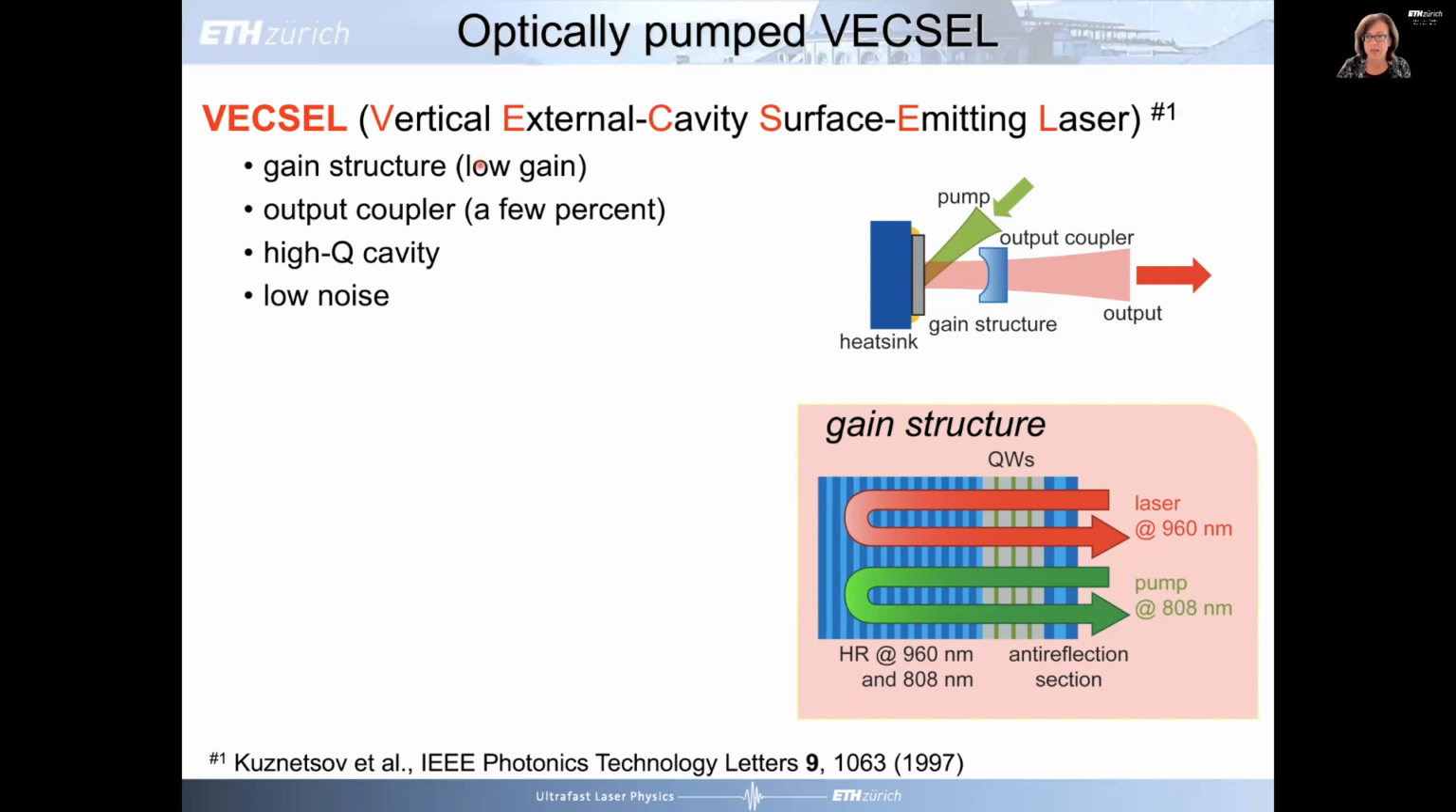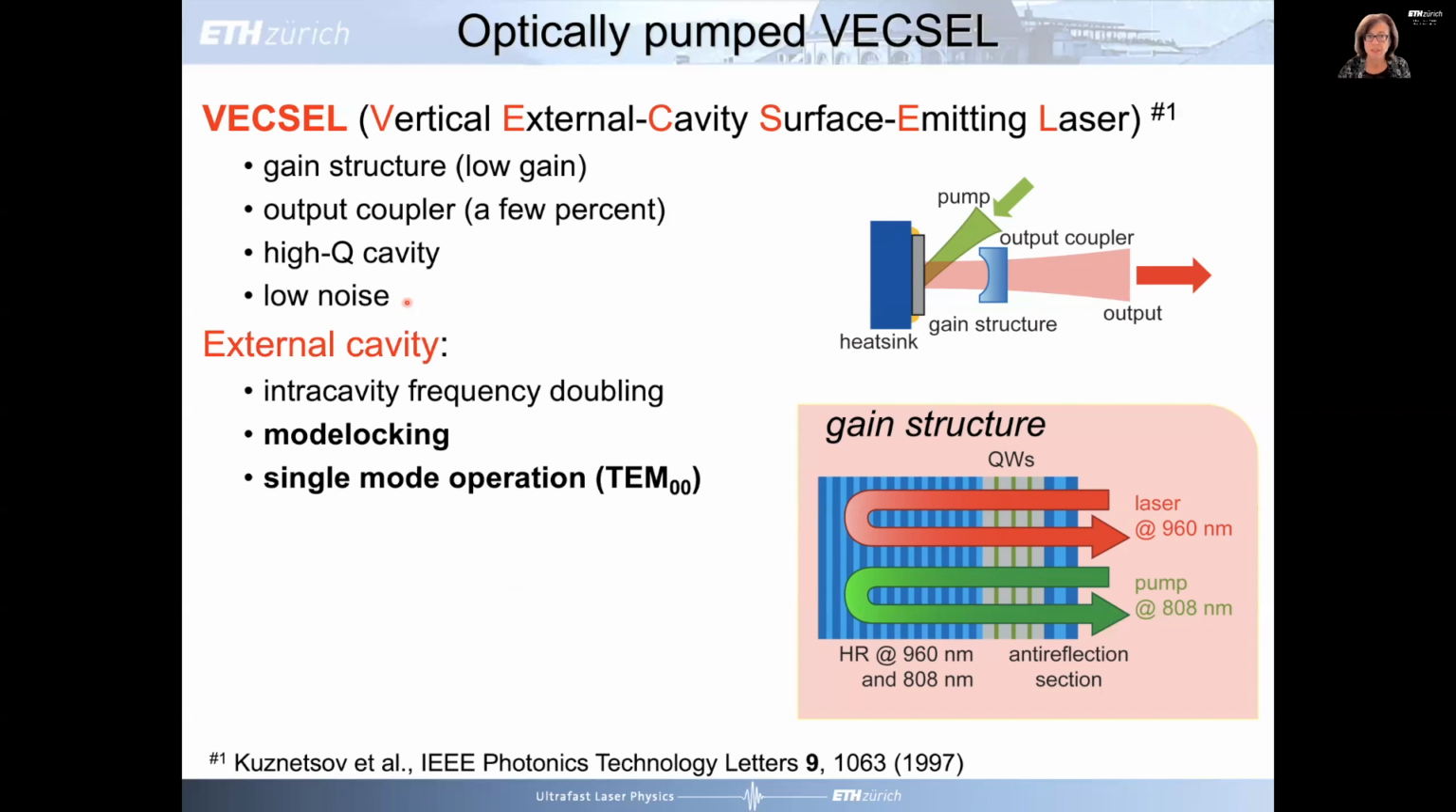You have lower gain because you go vertical to the quantum well, and therefore you only have a low output coupler, which means you have a high-Q cavity and also low noise, which I can show you later on. The external cavity gives you a real advantage because you can put additional elements in it. Because you have a high-Q cavity, you have a much higher intensity inside the cavity, so you can put a SESAM into it to do mode locking, and you get nice clean mode conversion even if you pump with a lower quality pump laser.